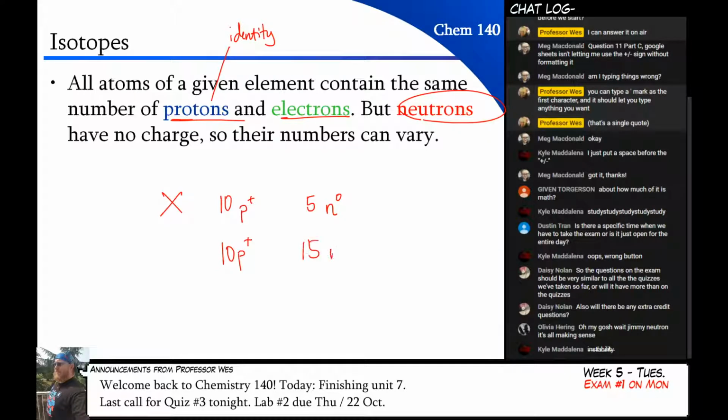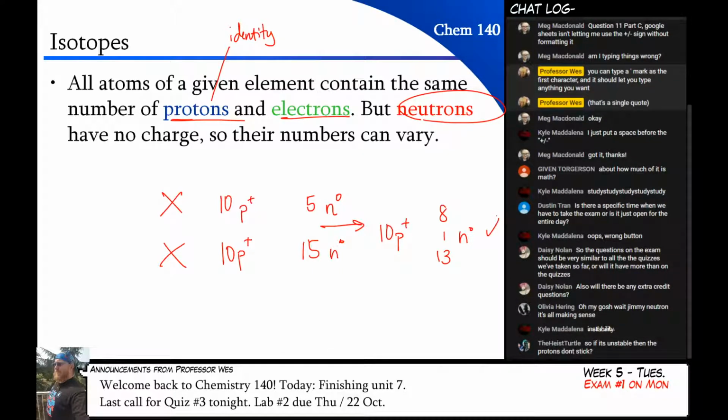I could do the same thing. I could have something like this, and this would probably be unstable also because the extra neutrons don't really have anything to stick to. Neutrons are attracted to protons, but when that proton-neutron attraction is shared amongst too many neutrons, then that interaction gets weaker and weaker the more it has to split across. So somewhere in here will be a range of neutrons, maybe like 8 to 13 neutrons, and that would work. Those are the possible combinations that will work.